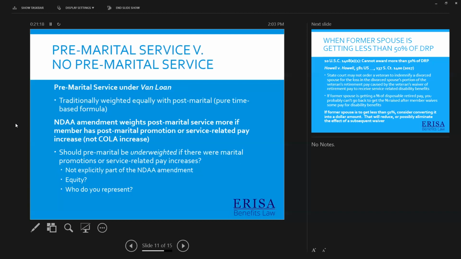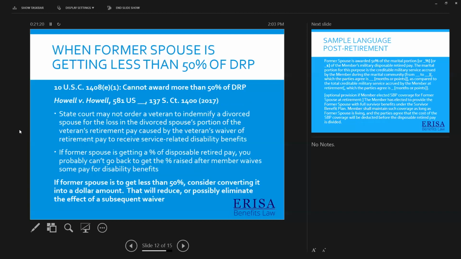Another point that I want to make sure everybody is aware of, this is an important practice point that arises out of the Howell case, the Supreme Court case. The background of this is that you cannot award more than 50% of disposable retired pay to a former spouse. And so a lot of times what happens is you make an award, even let's say an award of 50%, so all service is marital at retirement, and you're making an award after retirement. You have divorce after retirement, so you're getting 50% of disposable retired pay to the former spouse.